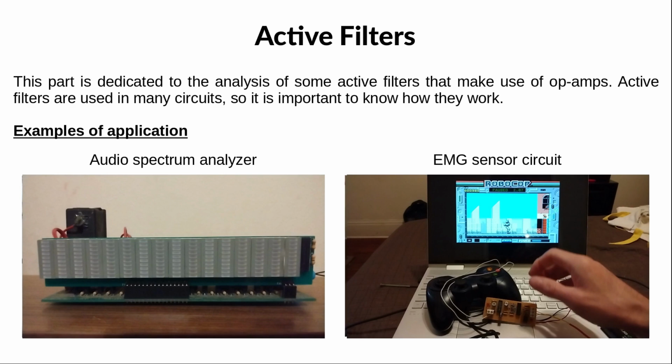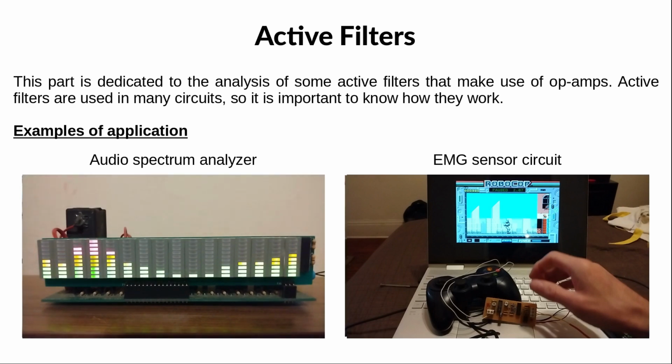Hi everyone, this fourth part on the op-amp will be dedicated to the analysis of some active filters. These filters are important because they are used in many circuits. For example, they are present in spectrum analyzers, such as this one for which I give a complete tutorial on how to build it. You can find the link in the description of this video if you are interested in making your own.